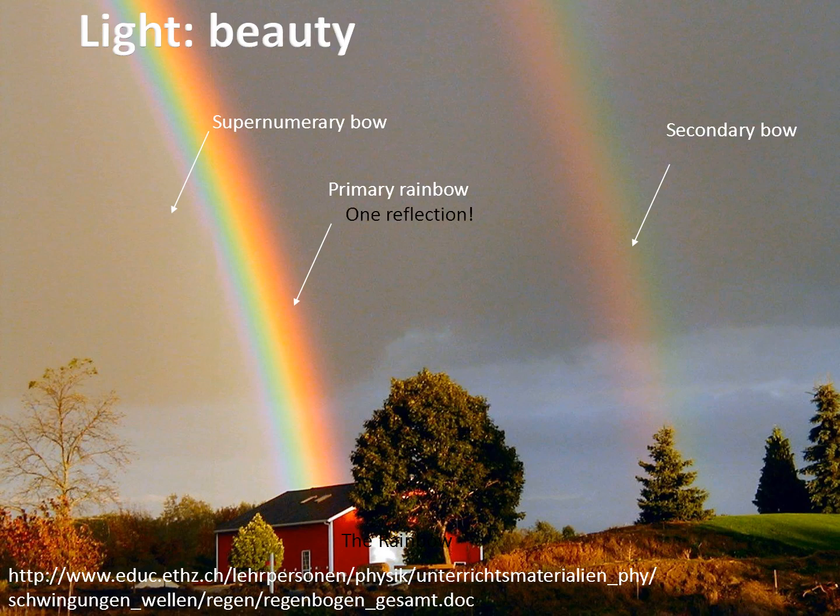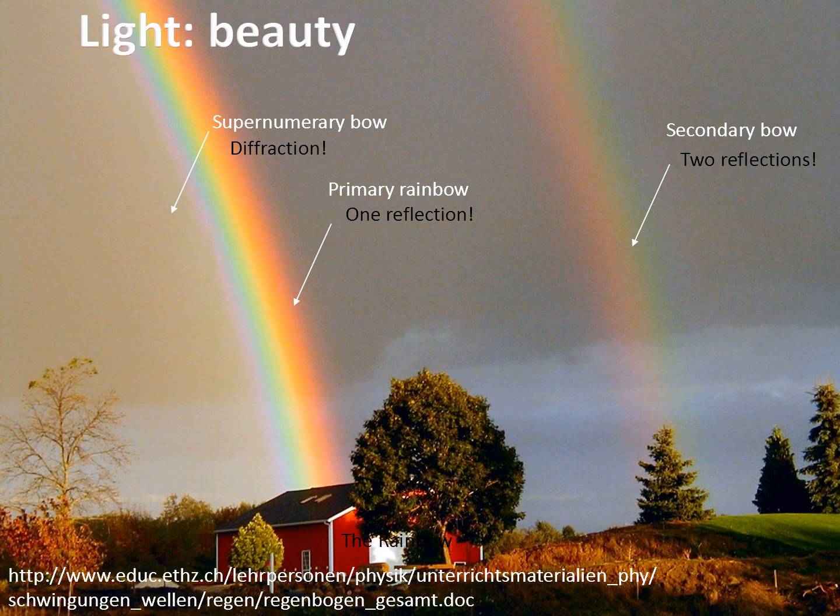This is the effect by one reflection. The secondary bow you get by looking at two internal reflections of water droplets. And the supernumerary rainbows are explained by diffraction effects. And that is also why the quality of the rainbow depends a little bit on the weather conditions, because it depends on the size of the droplets.